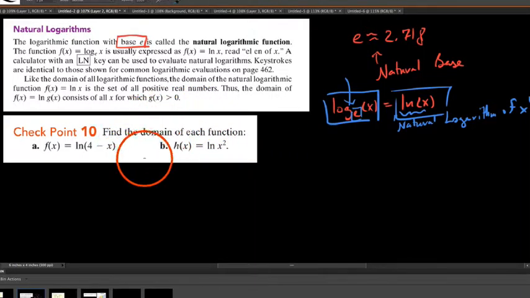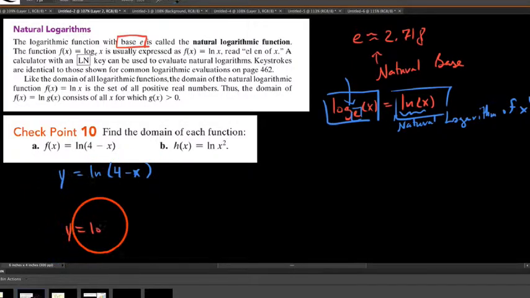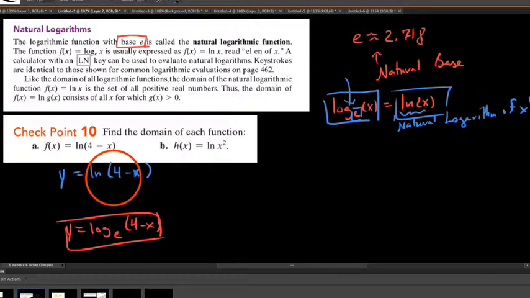So let's take a look at a couple down here. We say y equals ln of 4 minus x. I'm going to write this here. y equals ln of 4 minus x. And so if I were to rewrite this a different way, and I don't encourage this, but I want you to see this, this is the same as y equals log base e of 4 minus x right here. This is really the same function that we're talking about right here.